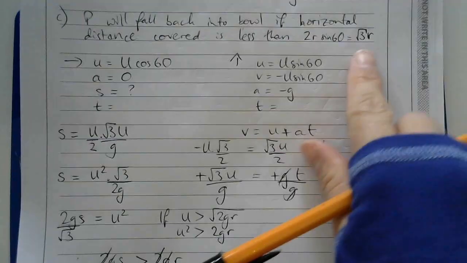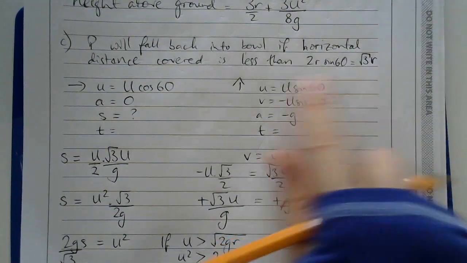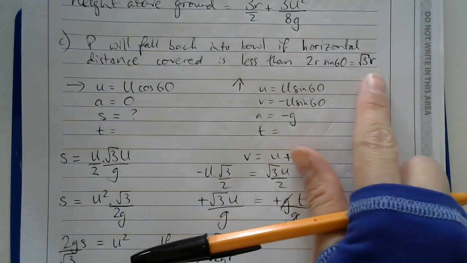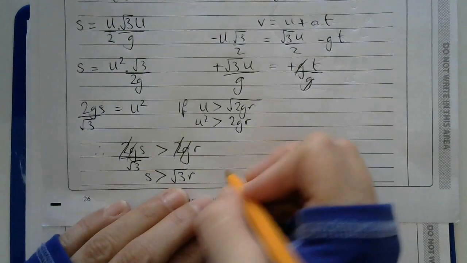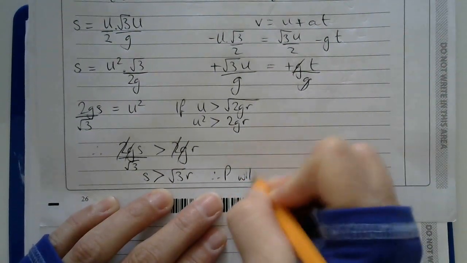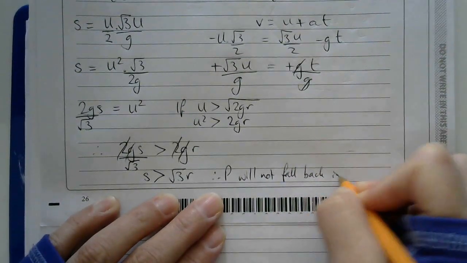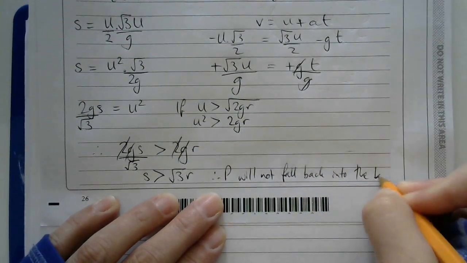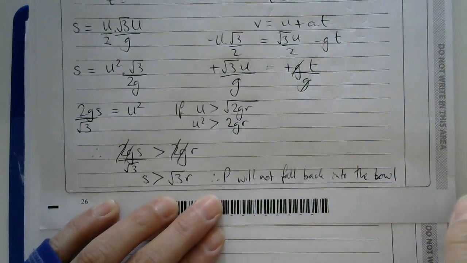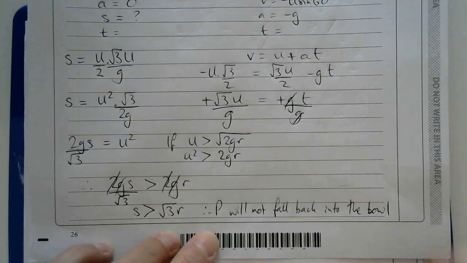And in fact, here I said my hypothesis was that P will fall back into the bowl if the horizontal distance covered is less than this. So therefore P will not fall back into the bowl. Okay, so that part of the question is worth 5 marks.